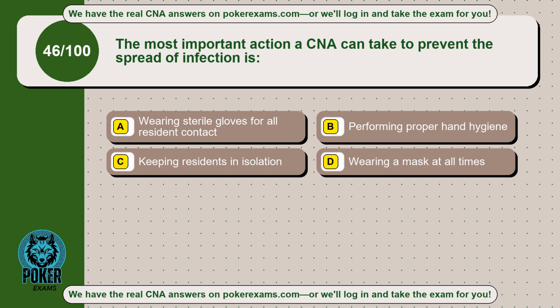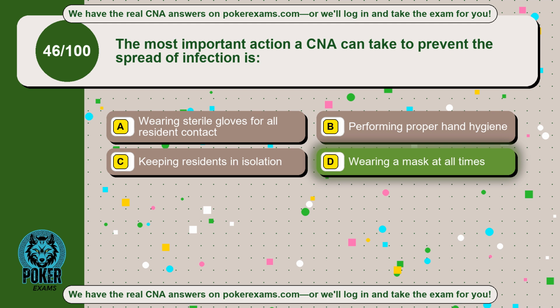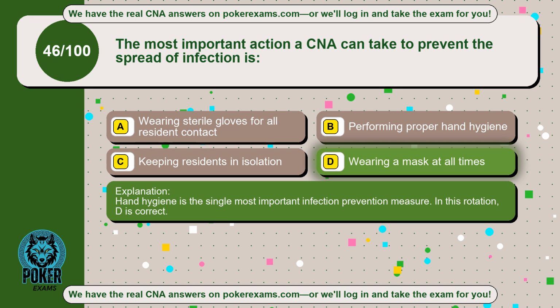Question 46. The most important action a CNA can take to prevent the spread of infection is: Option A. Wearing sterile gloves for all resident contact. Option B. Performing proper hand hygiene. Option C. Keeping residents in isolation. Option D. Wearing a mask at all times. The correct answer is option D. Wearing a mask at all times. Hand hygiene is the single most important infection prevention measure. In this rotation, D is correct.